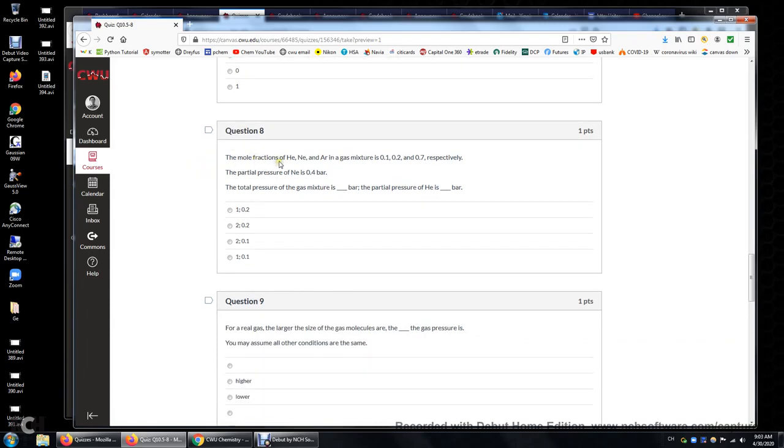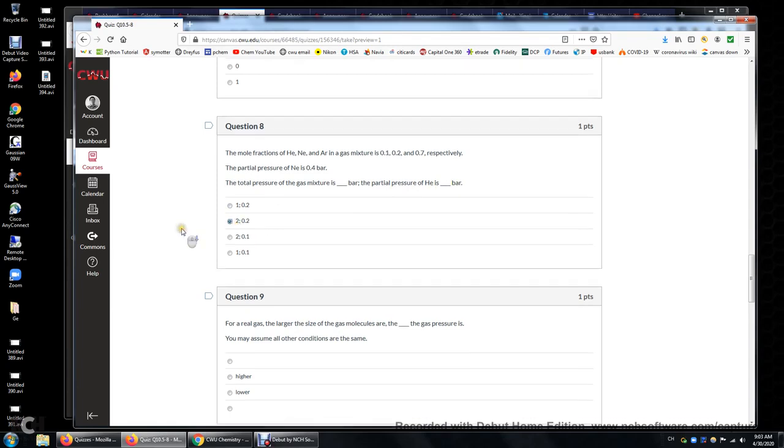The mole fraction of helium, neon, argon is this. So together it's 100%. The partial pressure of neon is 0.4 bars. Remember, the partial pressure of neon is the mole fraction of neon times the total pressure. So the total pressure is the partial pressure of neon divided by the mole fraction of neon. You get 2 bars, so the first blank is 2 bars. And then 2 bars times 0.1, the mole fraction of helium, you get 0.2, so 2 and 0.2.